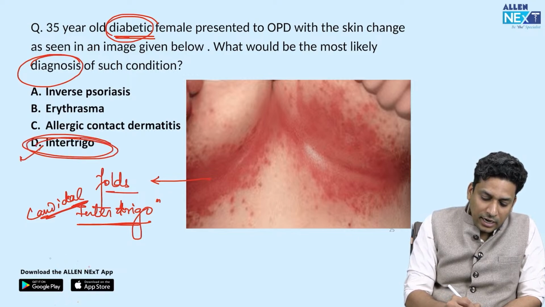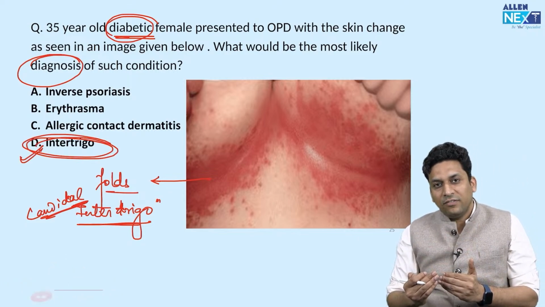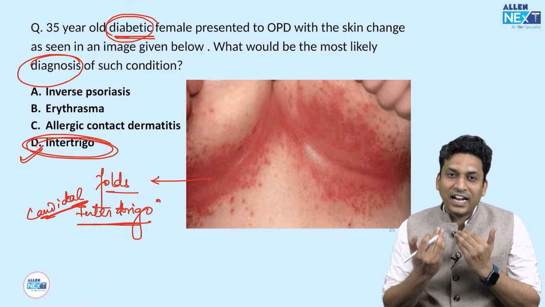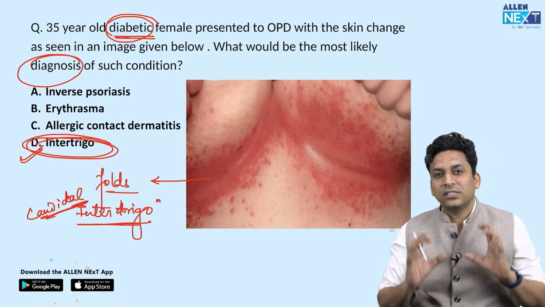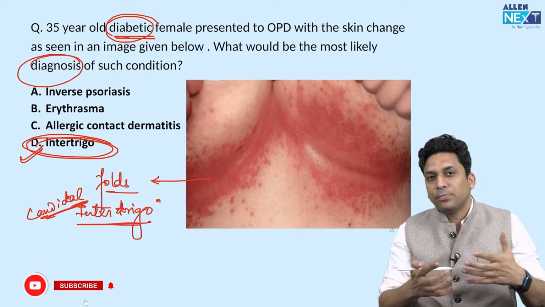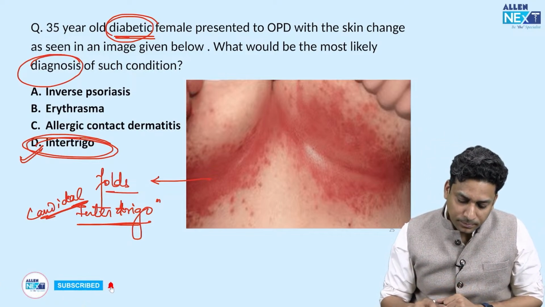One of the options is intertrigo. Intertriginous areas are involved because the patient is having diabetes. There is some infection in the intertriginous areas, and that infection can be candidiasis. Why? Because candidiasis and diabetes have a correlation. Diabetes predisposes to candidal infection.